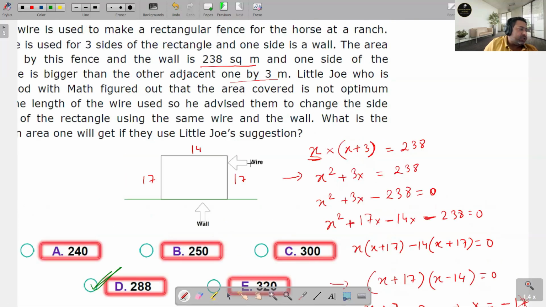Take a look at the question again. I hope this one is clear. Let's move on to the next question.